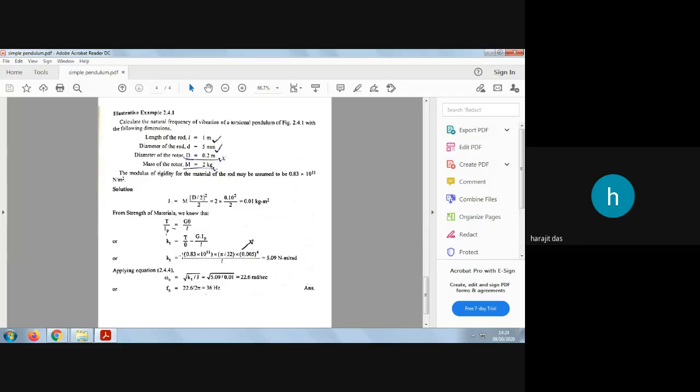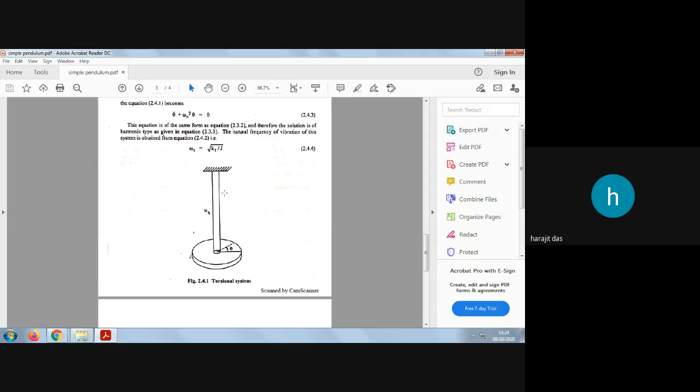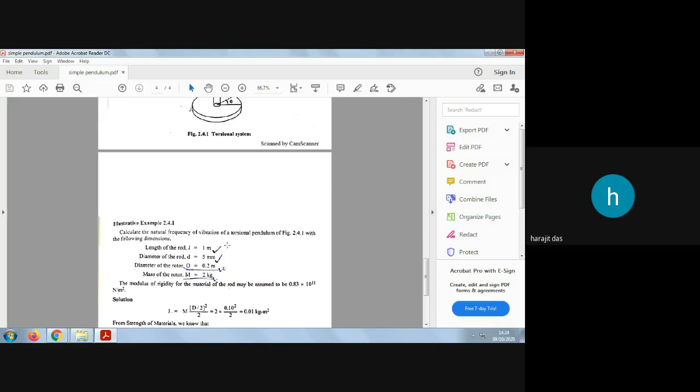So for the kt value, G, the modulus of rigidity, is given. The Ip value is pi by 32 d to the power 4. But this is small d to the power 4. This polar moment of inertia is only for the shaft, not for the disc, and the other moment of inertia is for the disc. Understood? So pi by 32 d to the power 4, with small d equal to 0.005 meter, as it is given in millimeter. Now you will be able to find the value of kt.